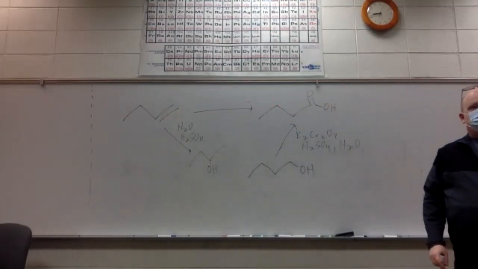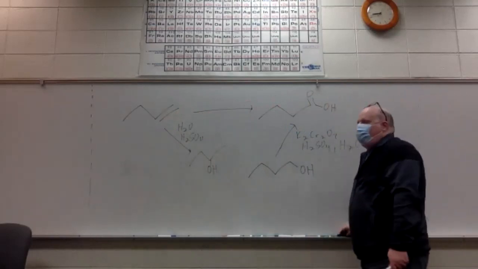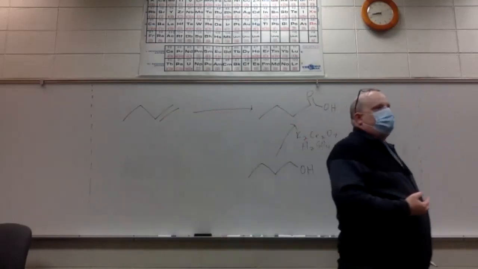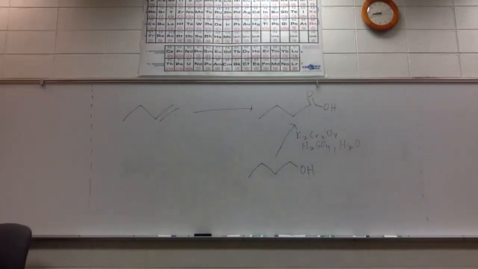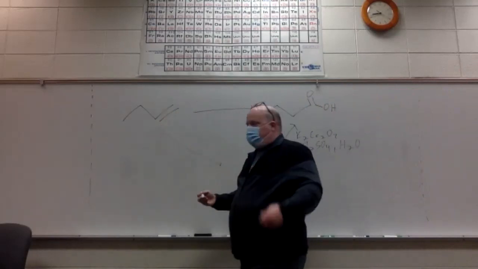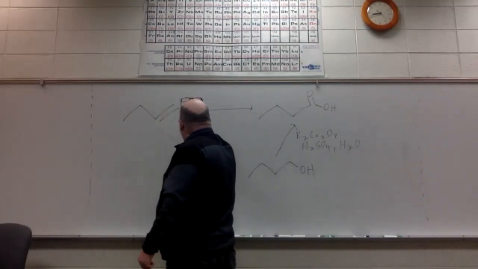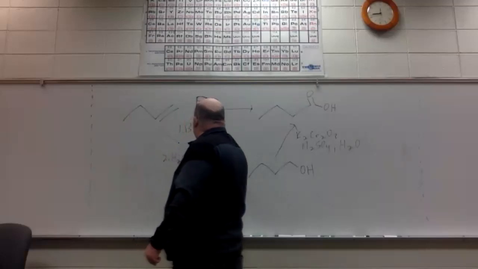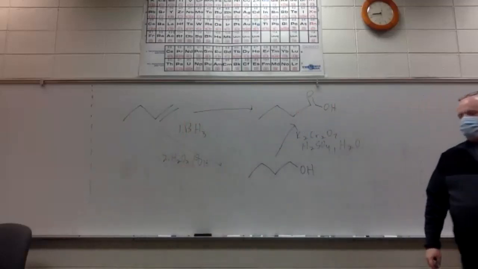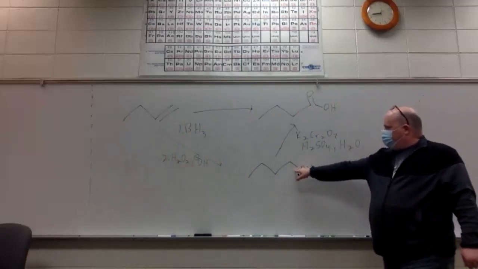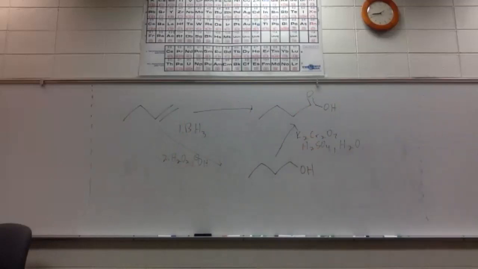We're going with the BH3 and magic. The BH3 and magic, yeah. You want something that's anti-Markovnikov, right? We learned that if you do a hydroboration oxidation, that would result in an anti-Markovnikov addition of water. And that is a two-step process, so that does count for 2 steps. BH3, H2O2, OH minus. That'll put the OH on the end carbon, and that can then be oxidized into the alcohol.